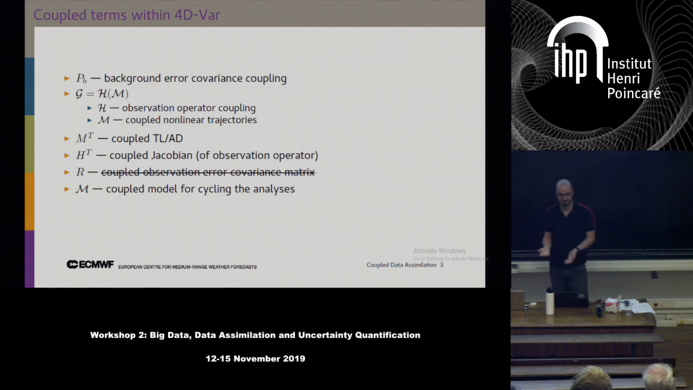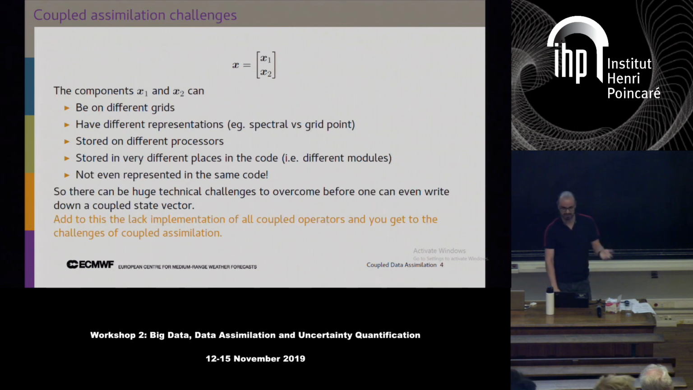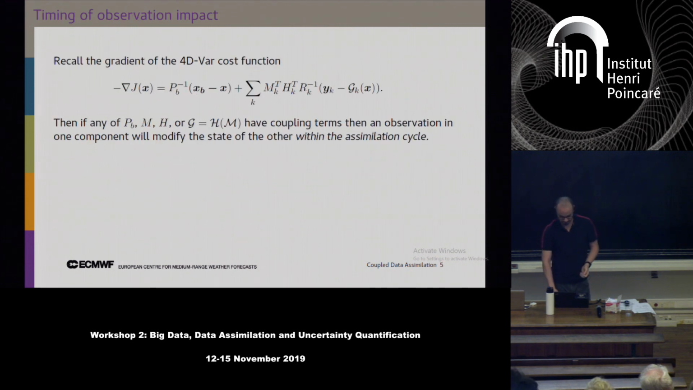So a coupled assimilation problem is, what do we do in the absence of these coupled operators? And what can we get with just some of them being present? How do the systems behave? And overcoming all the technical challenges as well. So what I'd like to think about is the timing of an observation in one component having impact in the other.